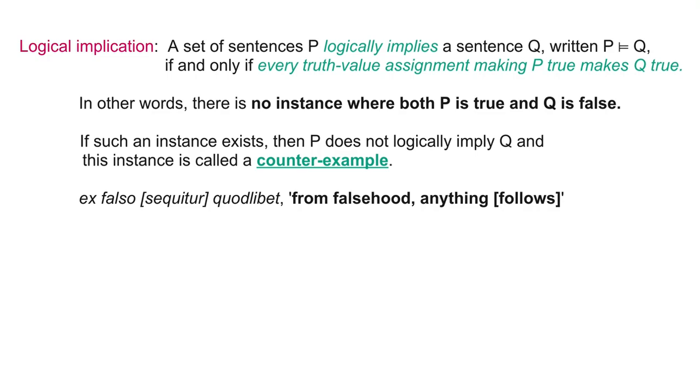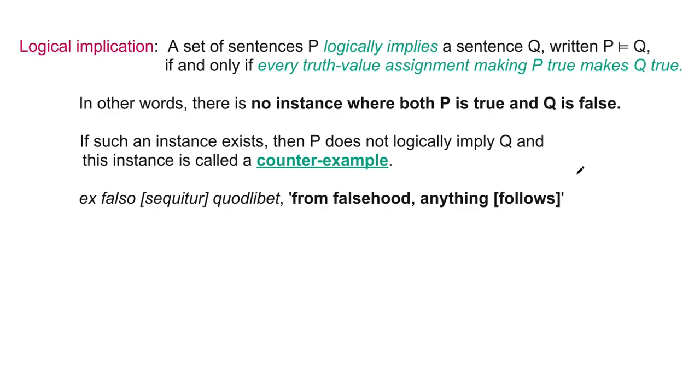This mini video is to talk about logical implication and a special case of it. So let's review the definition. A set of sentences P logically implies a sentence Q, written P logically implies Q with this double turnstile, if and only if every truth value assignment making P true makes Q true. In other words, there is no instance where both P is true and Q is false.